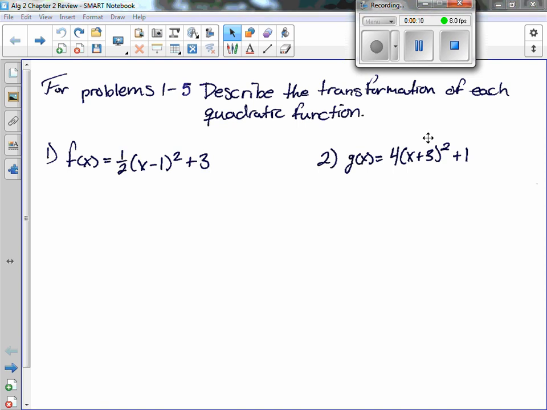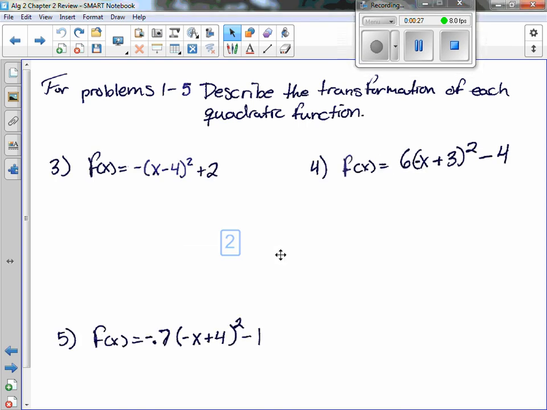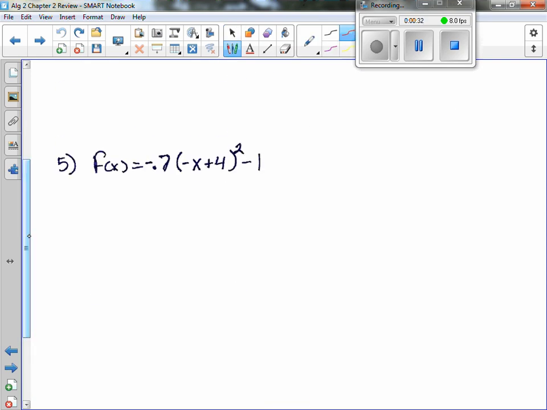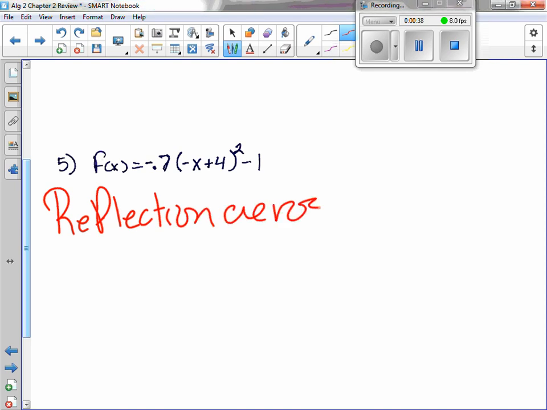Now, 1 through 5 is describing the transformations. There's one part of 4 and 5 that will not show up on the test, and that's having a negative inside the parentheses. The negative inside the parentheses is a reflection across the y-axis. The reason I am not including that on the test is because if we talk about the reflection across the x and y-axis, that's fine, because I have a negative outside and a negative inside. It's a reflection because there's a negative in both of those spots, yes?